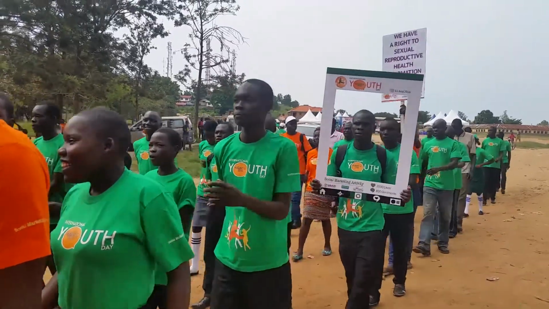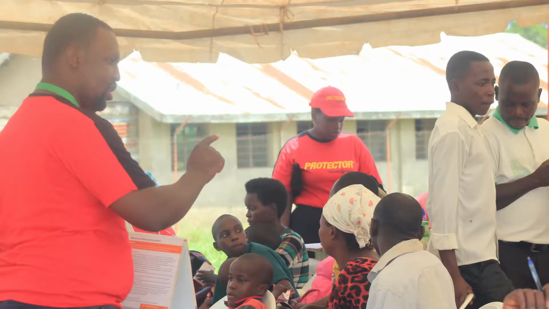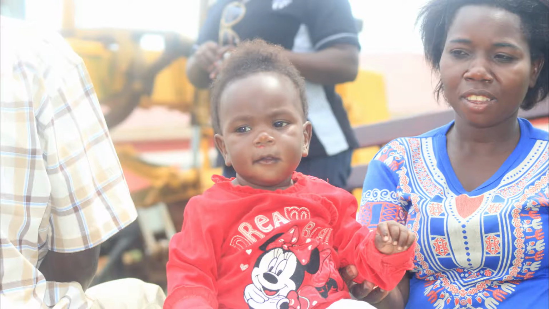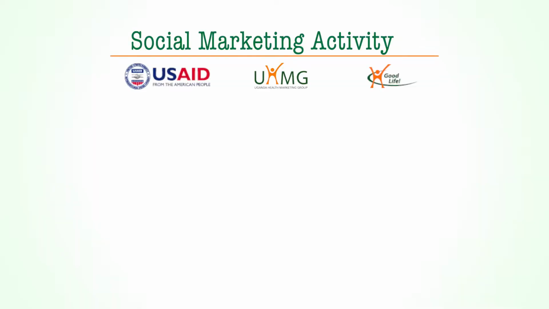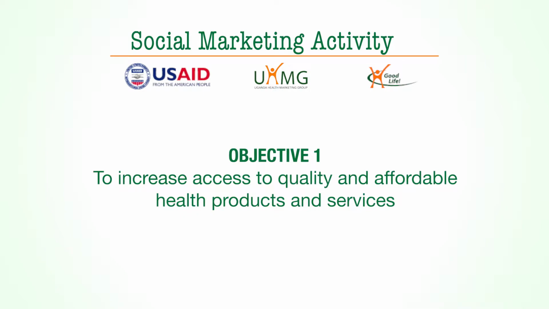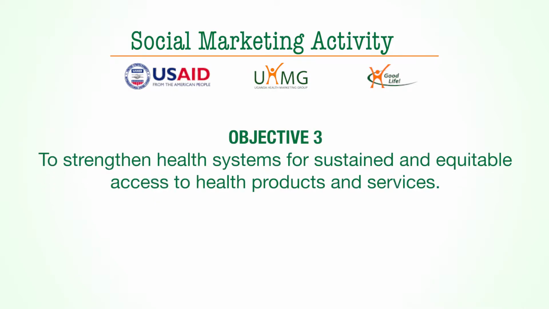The social marketing activity is delivering a core package that combines evidence-based approaches addressing the barriers that directly and indirectly increase people's risk to disease. The 3 objectives of the social marketing activity are to increase access to quality and affordable health products and services, to increase the demand of socially marketed health products and services, and to strengthen health systems for sustained and equitable access to health products and services.